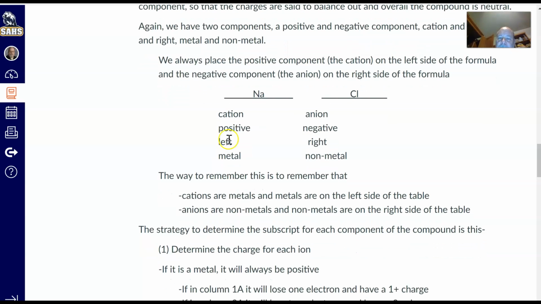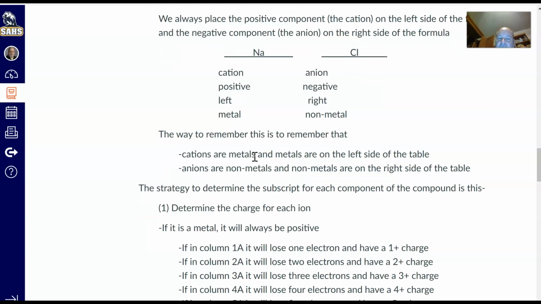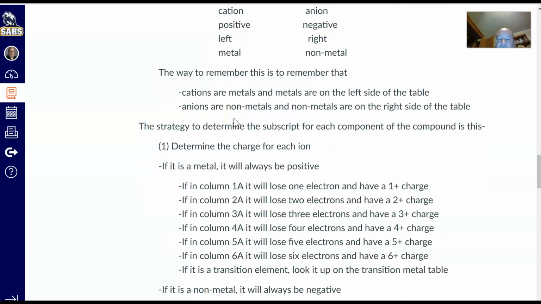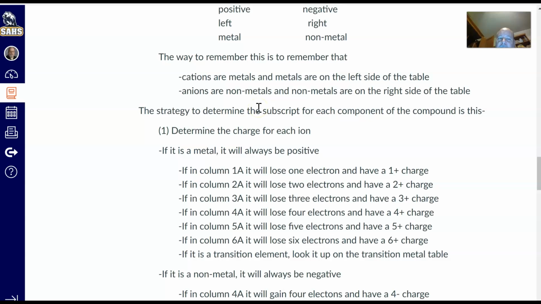Okay, so cation, anion, positive, negative, left, right, metal, nonmetal. These are all things that are going to help us visually and sort of mentally burn these things into our brain. So the strategy to determine the subscript for each component of the compound is this. I've got a strategy. How do I figure out what the chemical formula is going to be?